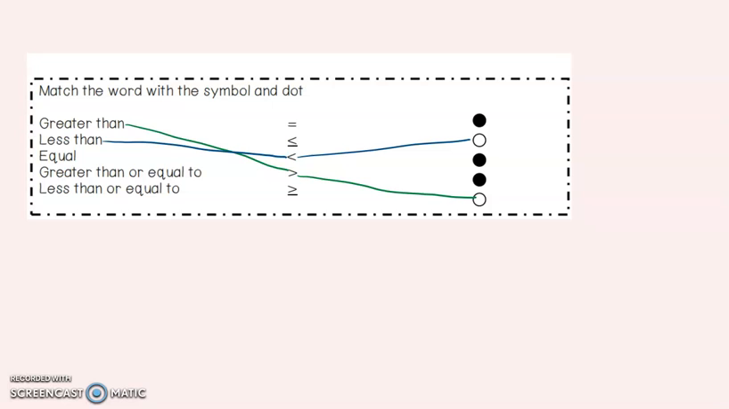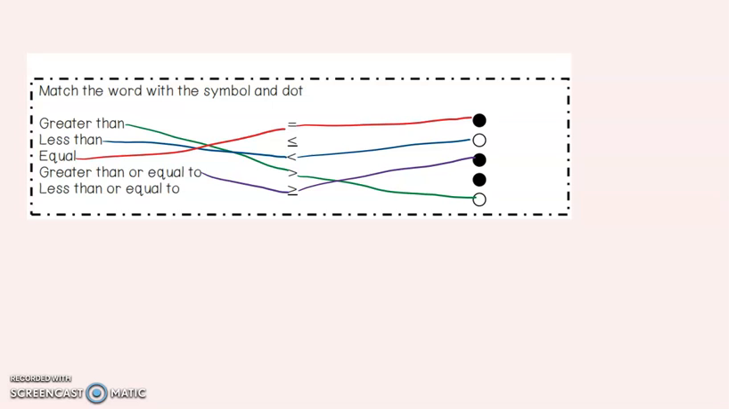Alright, so our next one is equal. Hopefully, we all know an equal sign. And that one is going to give us a closed circle, which means that it is part of the answer set. Our next one is going to be greater than or equal to, and it's very similar to the greater than, but it has a line underneath it, making it or equal to, which is that closed circle. And all of these closed circles are exactly the same.